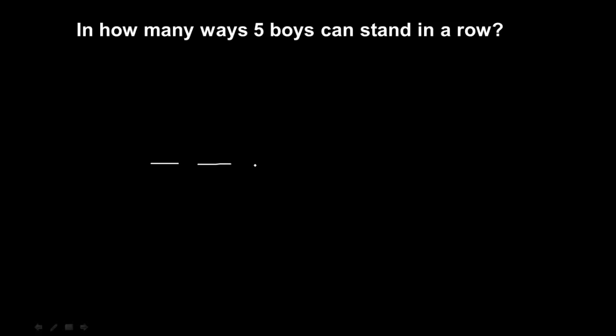So there are 5 positions, right? First position, second position, third position, fourth position, fifth position. Now they're about to stand in a row. So in how many ways can a boy come on the first position? 5 ways, because there are 5 boys, right? So the first position can be assigned to any of the 5 boys.